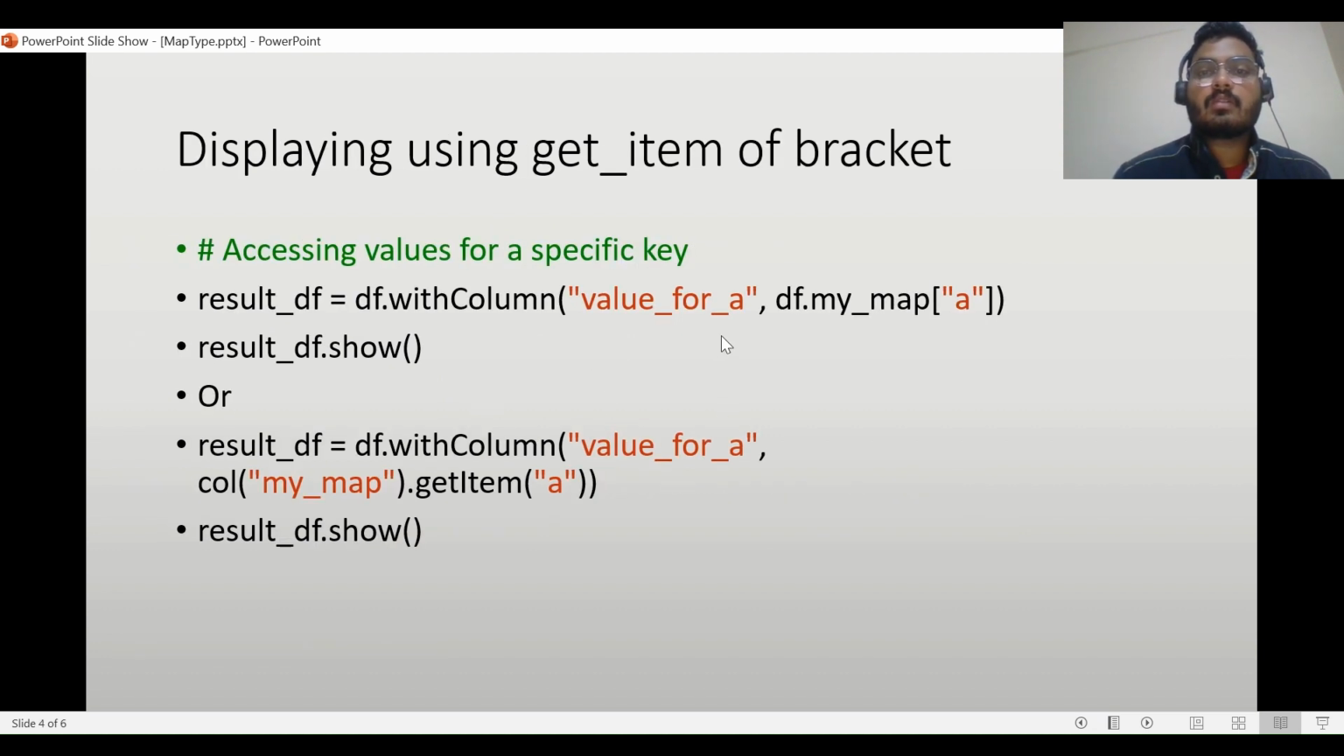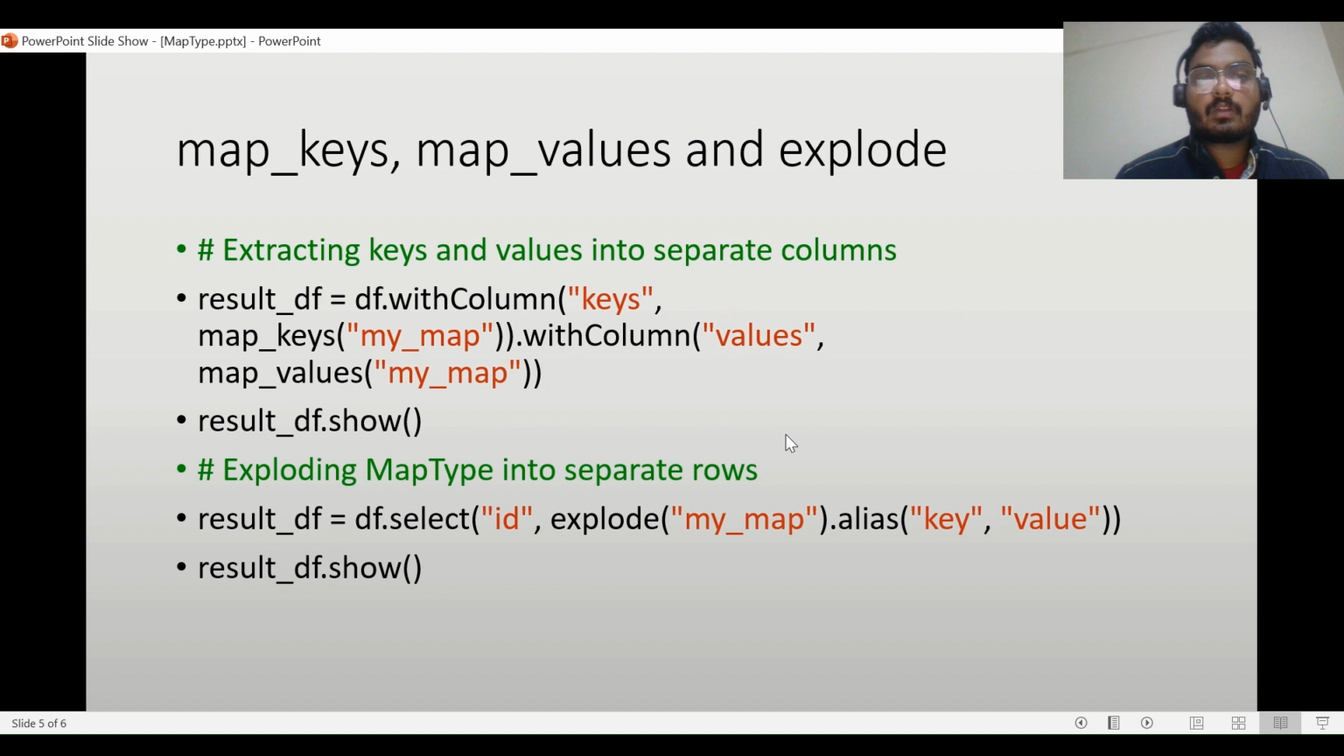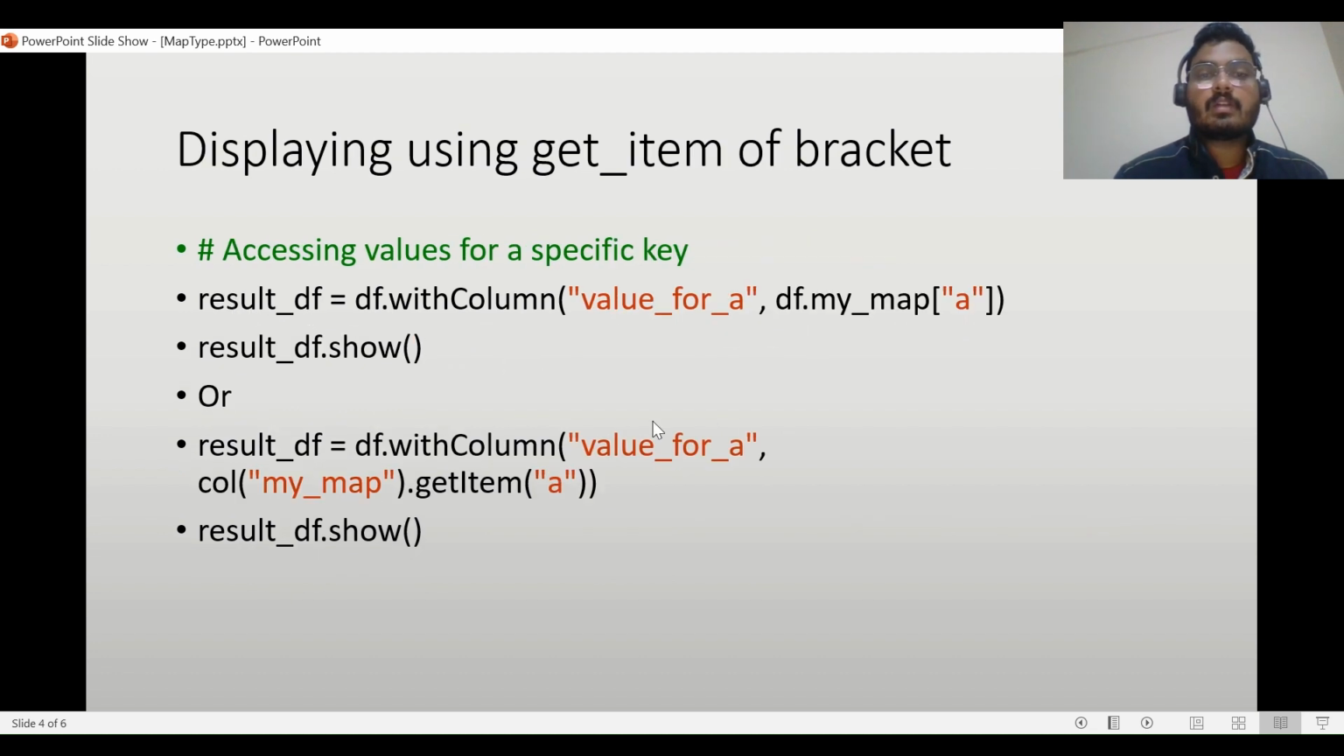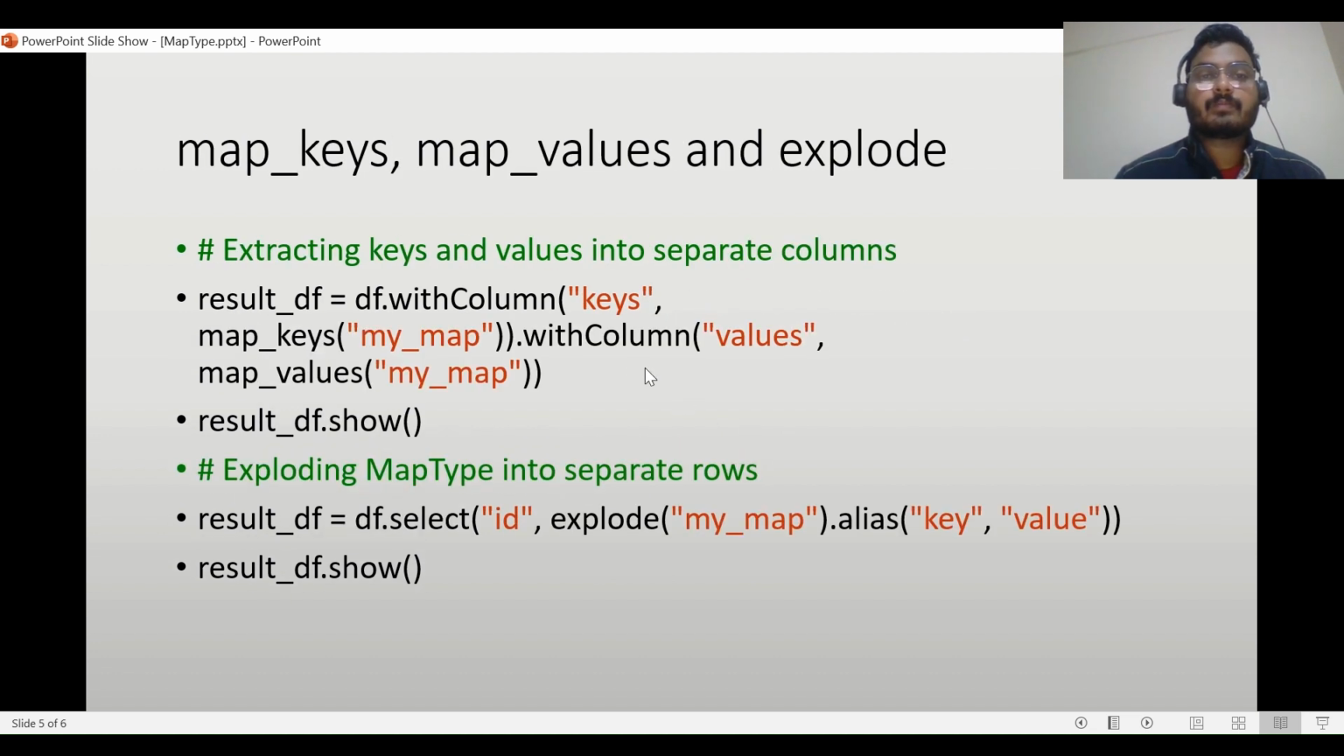Now how to access the value? For example, you want to access the value of a. There can be two methods to access. First, df.column: the value for a is df.mymap, and we can use the square brackets and pass in the key. Or else we can use mymap.getItem. Both the getItem or these square brackets can be used to access the values. We will see the hands-on in our Databricks notebook.